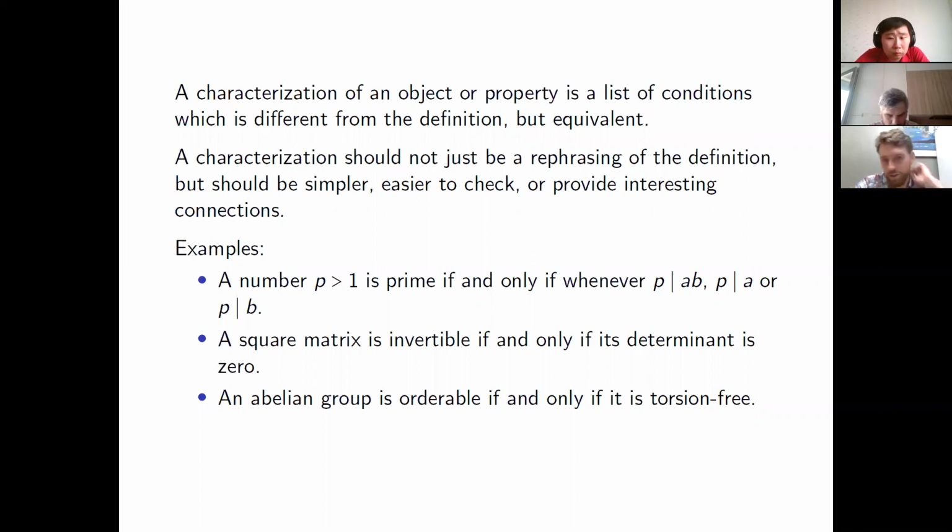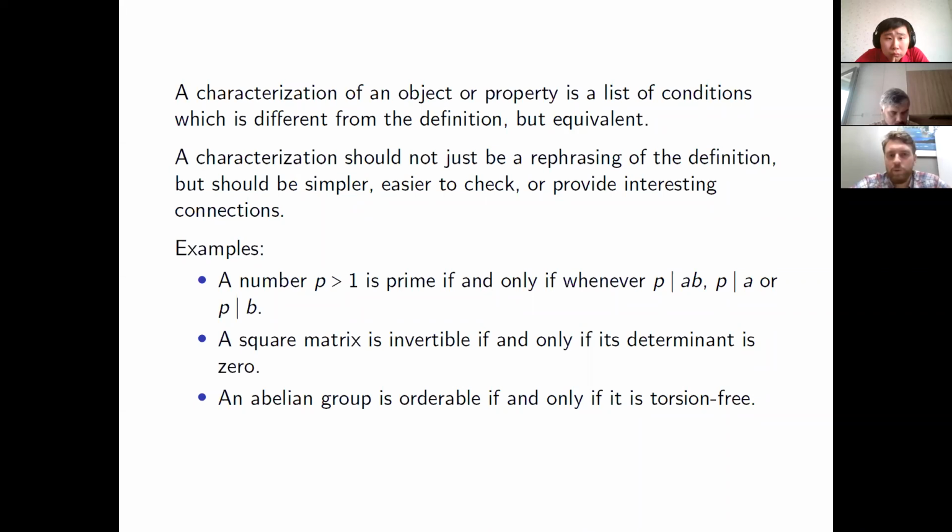So I've got 3 examples here. Also, everyone should know these. If you define a number to be prime, it's prime if and only if whenever it divides a times b, it either divides a or divides b. So this is different from the standard definition of primeness, but it's equivalent. And it tells you something interesting about prime numbers.